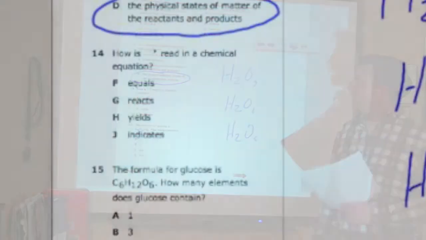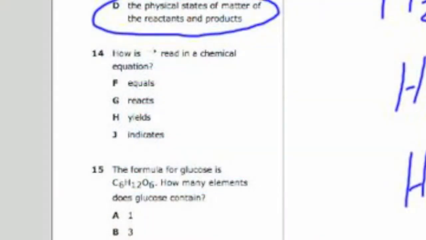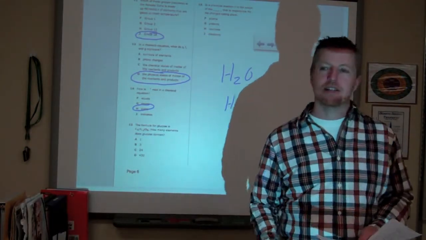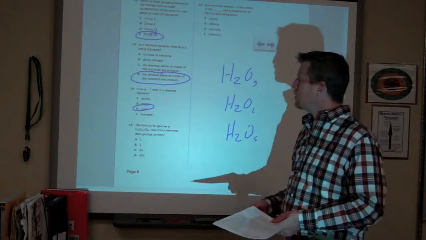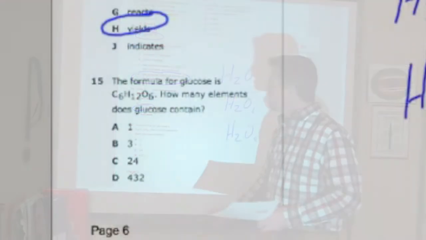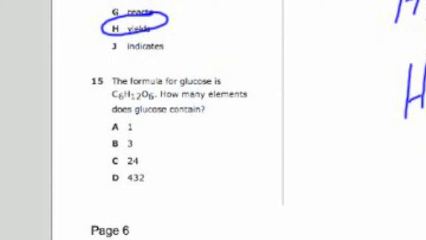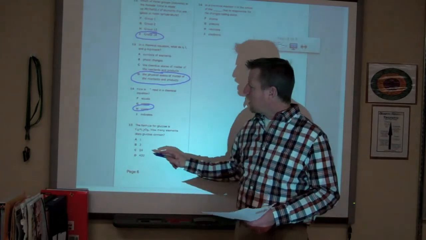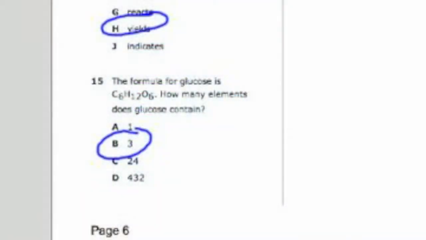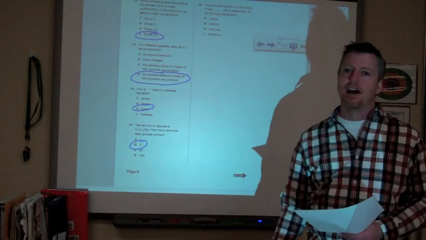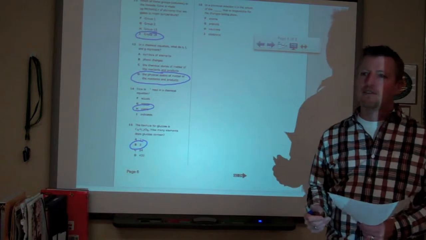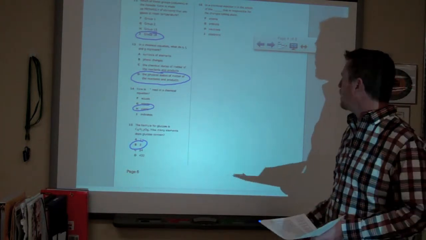Number 14. How is the arrow read in a chemical equation? Yields. Remember, we don't use equals like we do in math. We could say produces, but really the better term is yields, and produces isn't there anyway. Okay? The formula for glucose is C6H12O6. How many elements does glucose contain? 3. Carbon, hydrogen, oxygen. Now, some of y'all might have put 24 because you just added up the subscripts, and that's not right because the question doesn't ask that. If that were the answer, then the question would say something like, how many atoms make up a molecule of glucose? And that would be total atoms, okay?